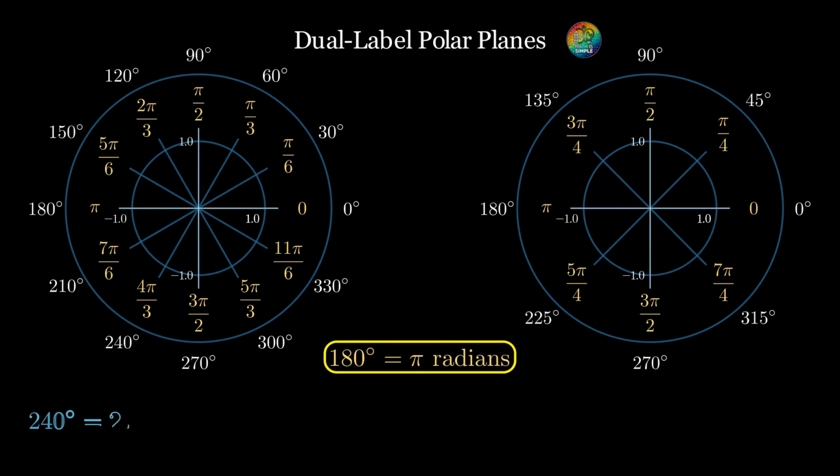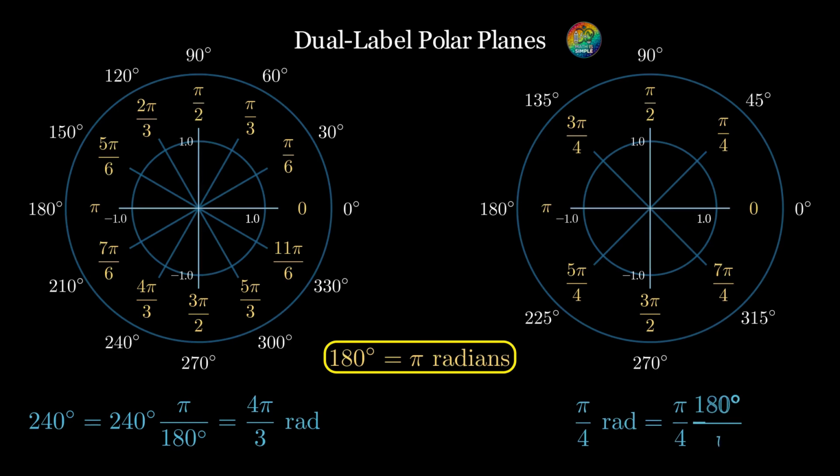Now, if you look at the bottom of the screen, you'll see two examples showing how to convert between these two units. The trick is simple if you keep one golden rule in mind: 180 degrees is exactly equal to pi radians. To go from degrees to radians, just multiply your degrees by pi divided by 180 degrees. To go from radians to degrees, just flip the fraction and multiply by 180 degrees over pi.